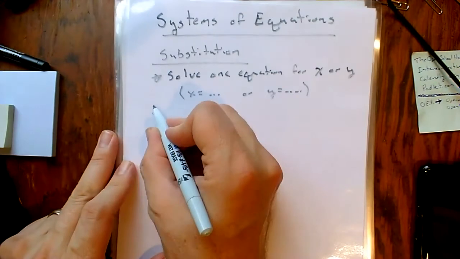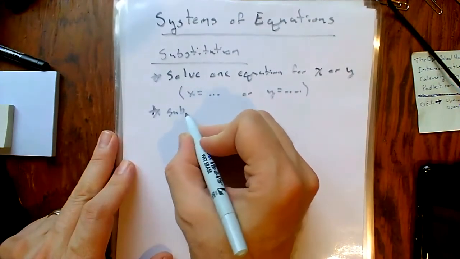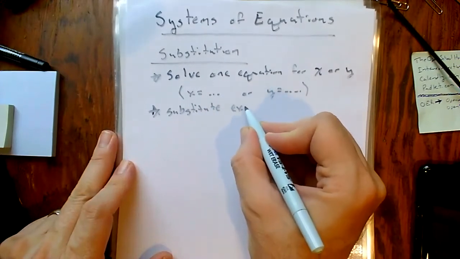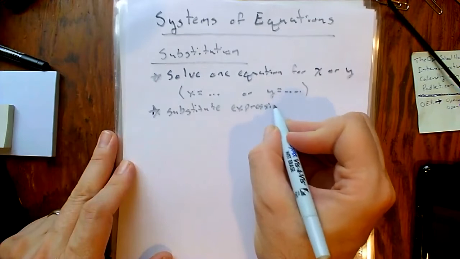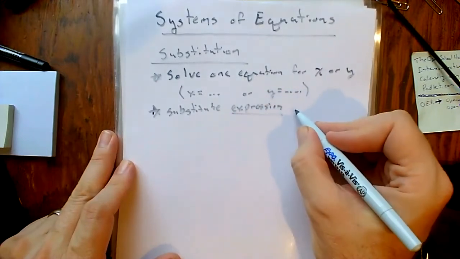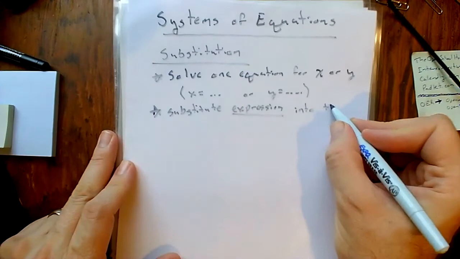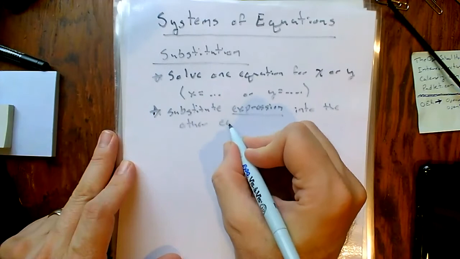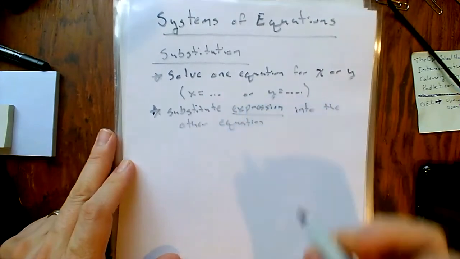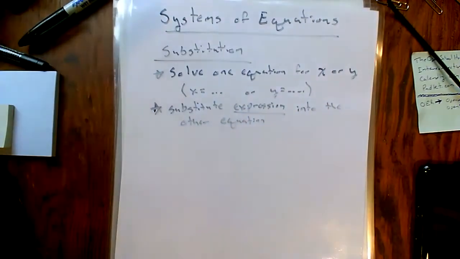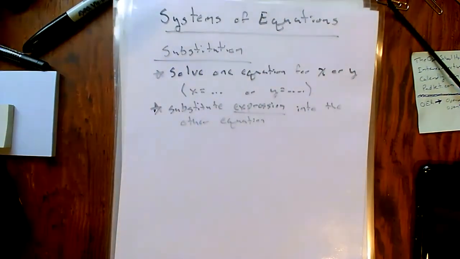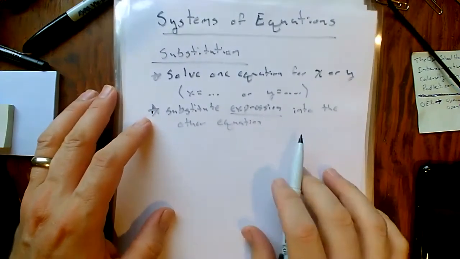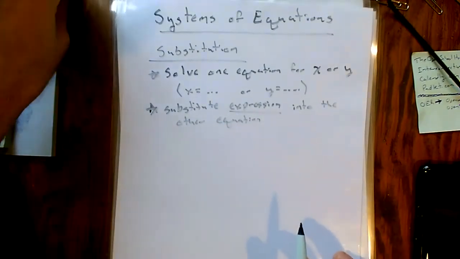After that, we're going to substitute that expression into the other equation. And apparently I'm running out of good pens. So we're going to substitute that expression into the other equation. That means that whatever is left should only have a single variable.